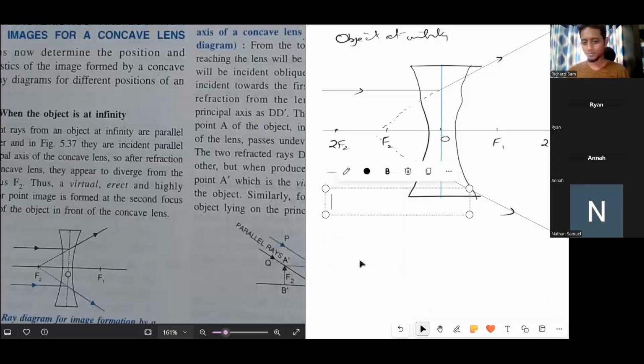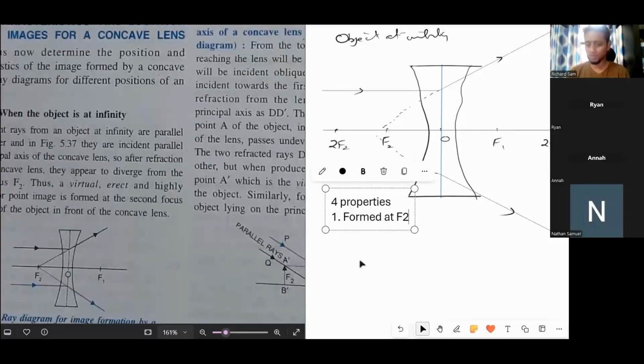How many properties do we have? 4 properties. What are the 4 properties? First property is what? Where is it formed? Formed at F2. Or same side, you can say whatever. But the point is, where is it formed? You have to mention F2, F1, between this, beyond. This is formed at F2. Second, real or virtual? Virtual. Third point, if it is virtual, it will be erect. Fourth point is about the size. How's the size? Highly diminished.